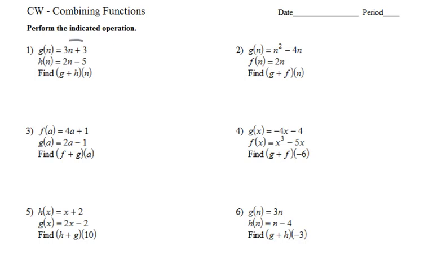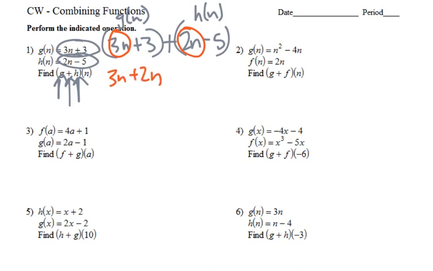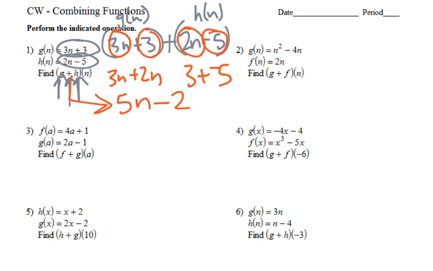Adding functions, we just take the whole function and the whole second function. We were told g is first, h is second, there's g of n, there's h of n, and we're adding them together. That's all there is to it. So these parentheses really don't matter because we're simply adding them all together. So we just combine like terms. 3n plus 2n would give us 5n. 3 plus a negative 5 would give us a minus 2. There is our new function.